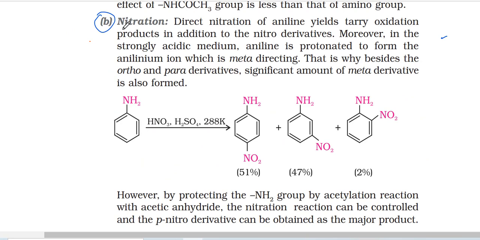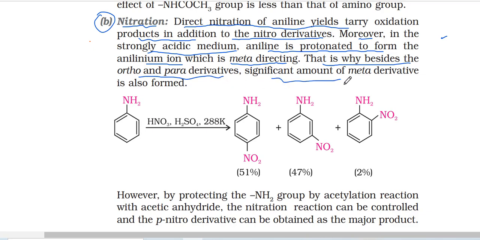Next, nitration. Direct nitration of aniline yields oxidation products in addition to the nitro derivatives. Moreover, in the strongly acidic medium, aniline is protonated to form the anilinium ion, which is a meta-directing group. That is why, besides the ortho and para derivatives, a significant amount of meta product is forming.